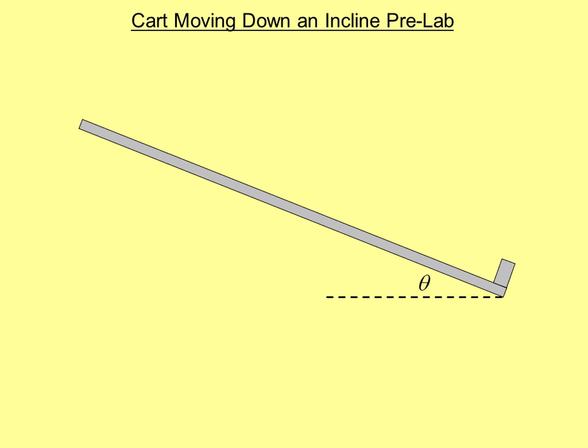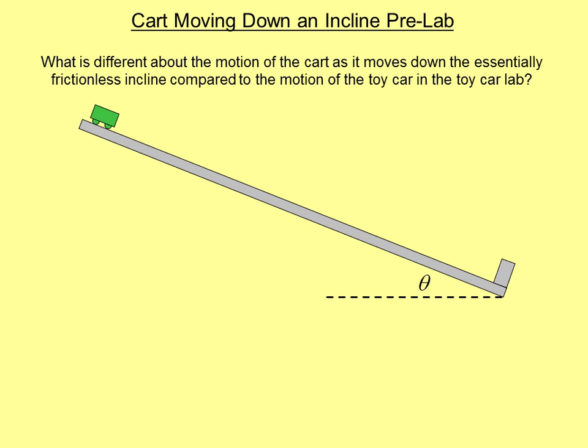So in this unit, we're going to start out by looking at the motion of a cart as it rolls down an incline. And we're going to want to try to compare the motion of this cart to the motion that we saw of the toy car a couple of units ago. See if it's a different kind of motion, and if so, how we can represent it.